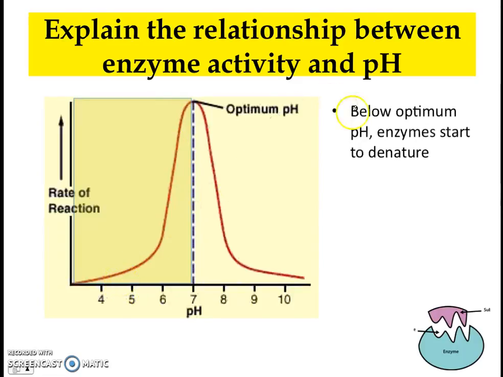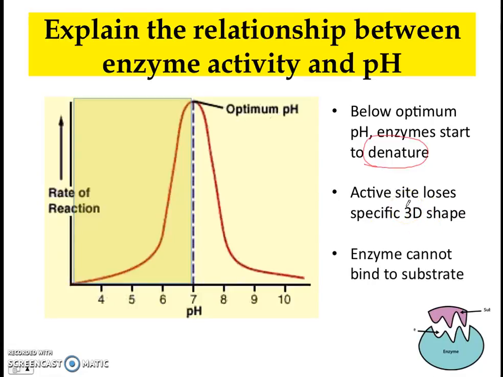And the reason is, below optimum pH, enzymes start to denature. Now again, don't stop by just using this word denature. Go on to explain what denature means. That means that the active site of the enzyme loses its specific three-dimensional shape, and it's no longer complementary to the substrate, and therefore the enzyme cannot bind to the substrate, and the rate of enzyme activity decreases.